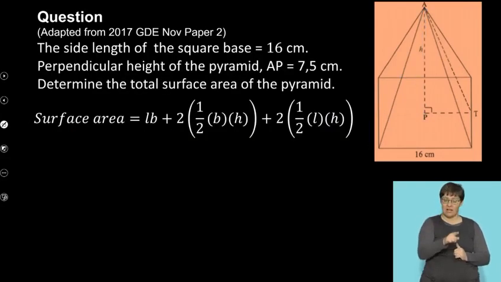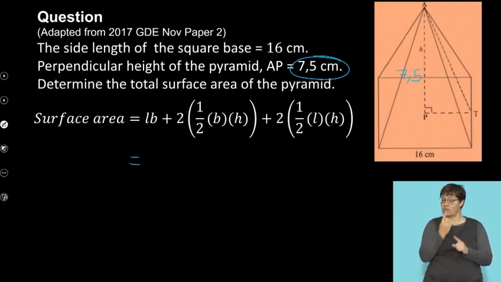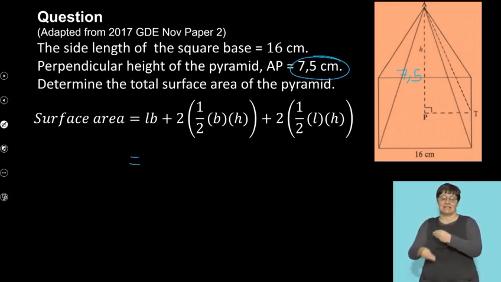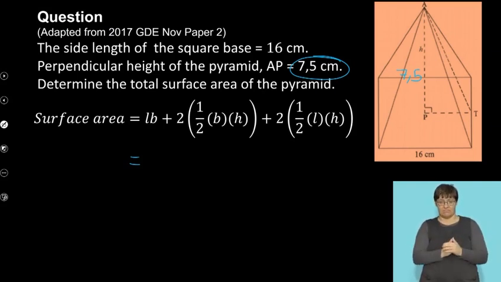So we know that the side lengths of the square base are 16 centimeters each. We've now proven that the perpendicular height is 7,5 centimeters. So this height is 7,5 centimeters. Now we want to determine the total surface area of this pyramid. Cool. So what we're going to do is we're first going to find the area of the base, and then we're going to add it to the particular triangles that make up the exterior of this pyramid.